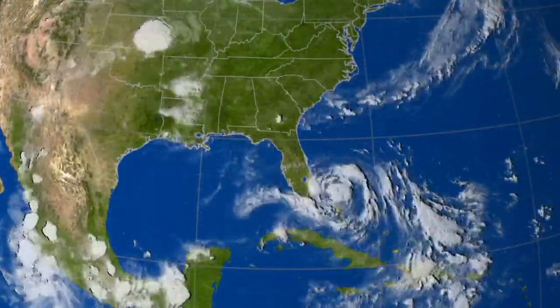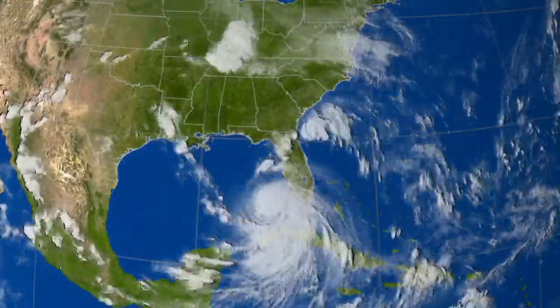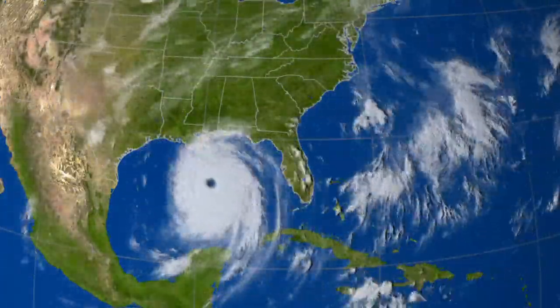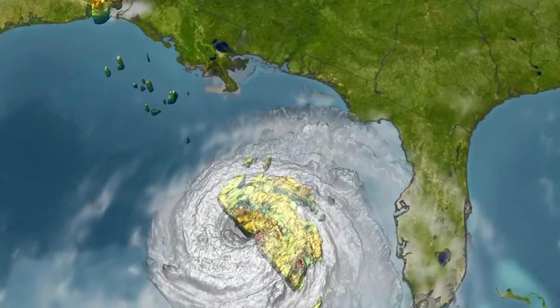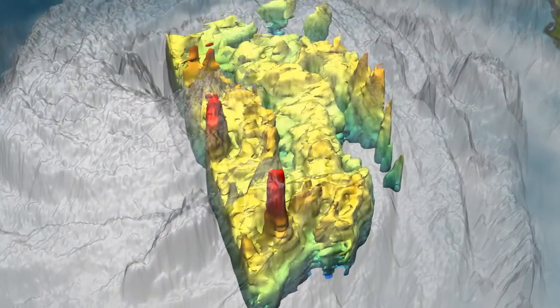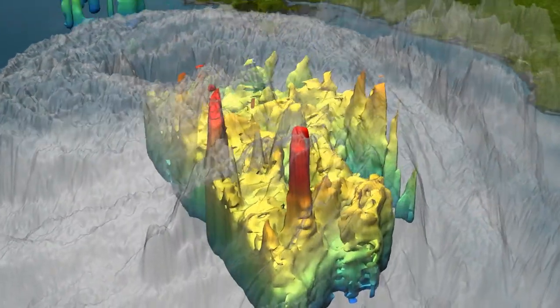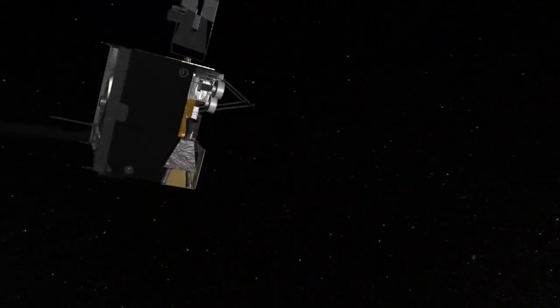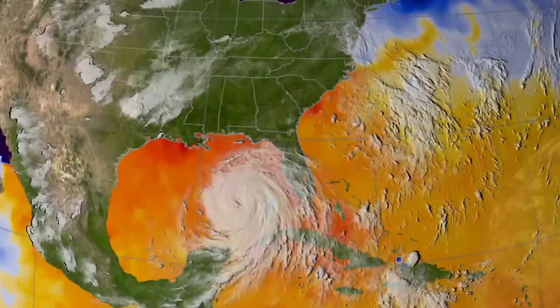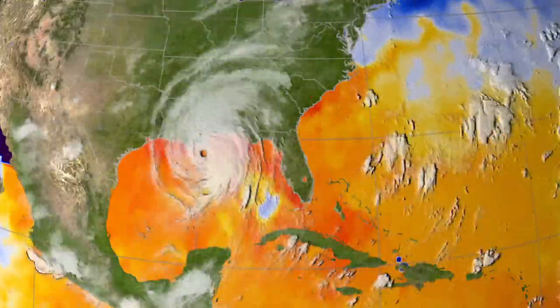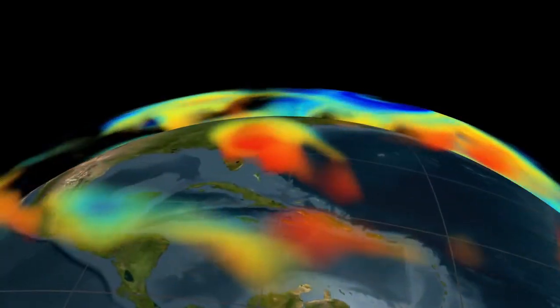In 2005, when Hurricane Katrina formed over the Atlantic Ocean, scientists wanted to understand the storm. How intense was it? What was its size and structure? And what would be its final path? NASA satellites continuously monitored many aspects of the storm, from wind speed, rainfall, and sea surface temperature, to the storm's three-dimensional structure.